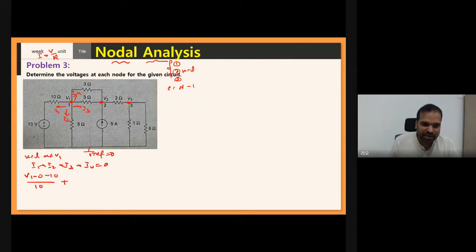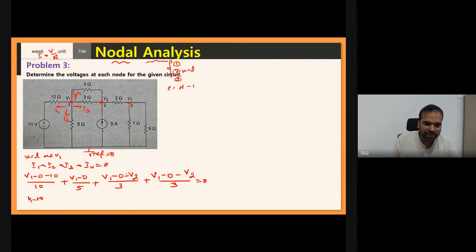10. Plus what about I2? On one side V1 is connected, and the 5 ohm resistor's other terminal is the reference, that is 0, so divided by 5. Now I3 means what? One side V1 is connected, with reference to 0, therefore minus 0, and the other side of the 3 ohm resistor is V2, minus V2, divided by 3 ohm. Now what about I4? One side V1 is connected, minus reference 0, minus the other side of this 3 ohm, V2, divided by the resistance 3, equal to 0.